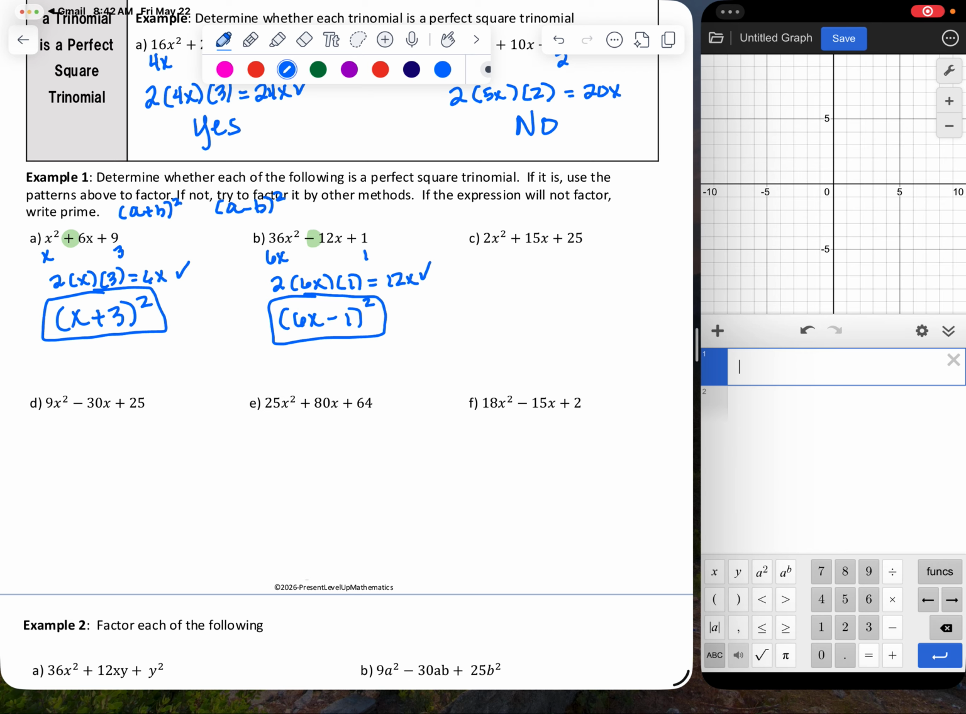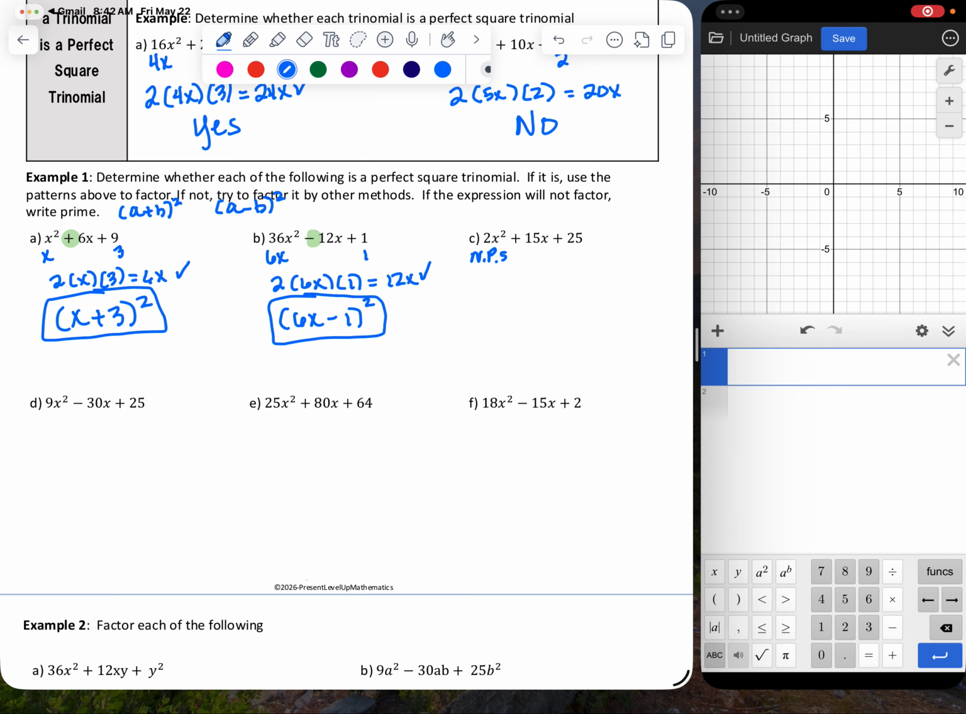All right, problem C, 2x squared plus 15x plus 25. So 2x squared is not a perfect square. So I know this is not a perfect square trinomial, so I have to use some other method. Now I'm going to use the AC method, sometimes known as splitting the middle. If you're not familiar with this lesson, I'll put a link to a lesson on how to use this method, or you can use any other method you've learned. The box method, the guess and check method, whatever you want, okay?